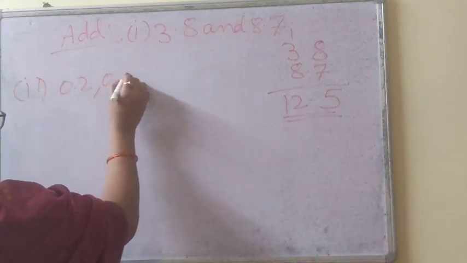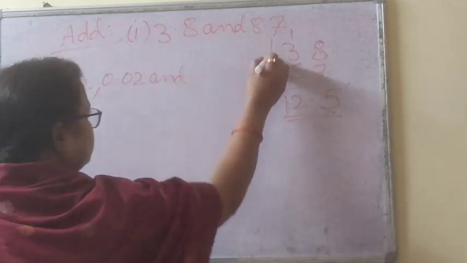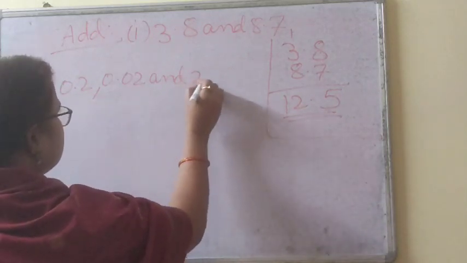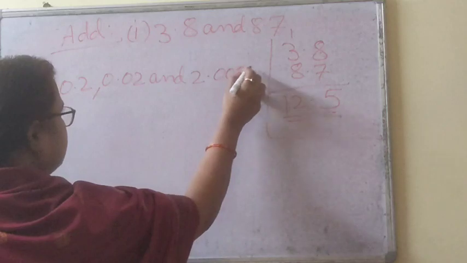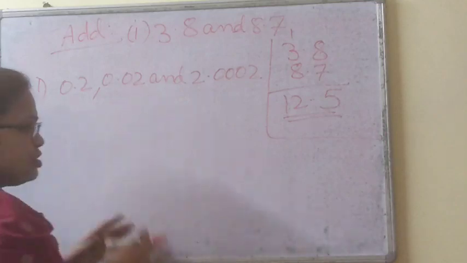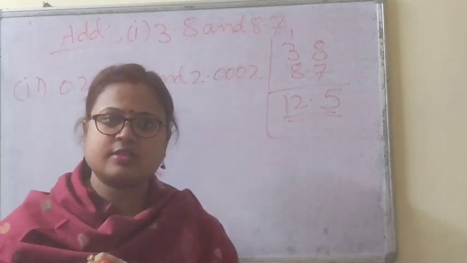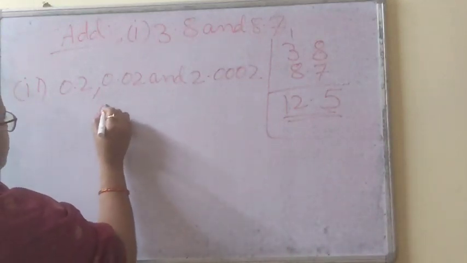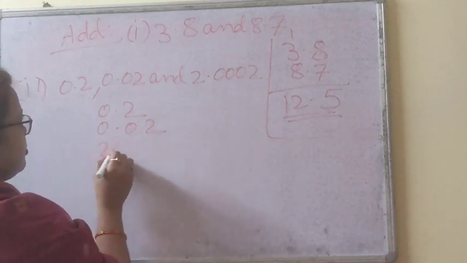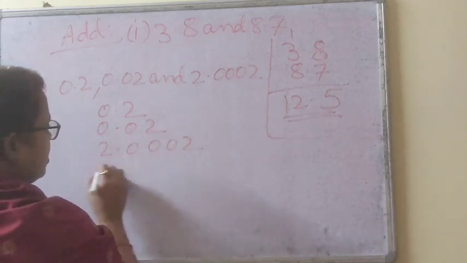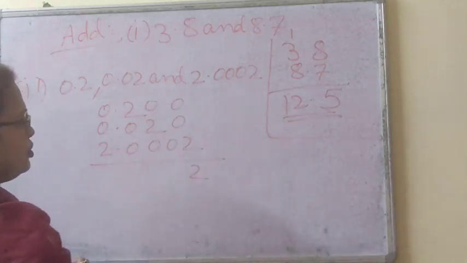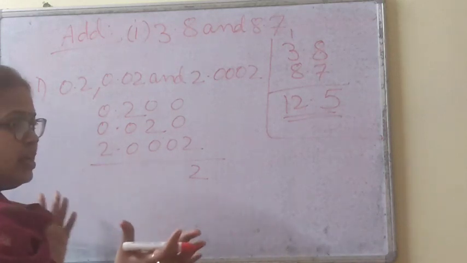Now solve one more question. 0.2, 0.02 and 2.0002. This you have to add. Okay, how will we add here? So again, write in such a way so that the decimal points fall in the same vertical line. So 0.2, then 0.02, then 2.0002, and then you add. So here is nothing. 2. Here you can put one more 0 also. Here 2 zeros you can put, because it will not make any difference.